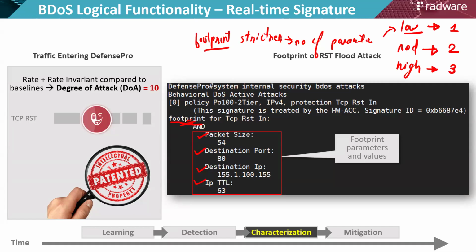That means if the footprint strictness is set to high, then this footprint which is generated should include at least three parameters. If it is set to medium, it should have two parameters. And if it is set to low, it should have a minimum of one parameter within the real-time signature. So that is your footprint strictness. This is done during the characterization phase, where the Defense Pro is generating a real-time signature based on the parameters.